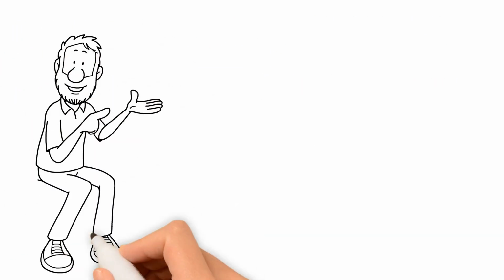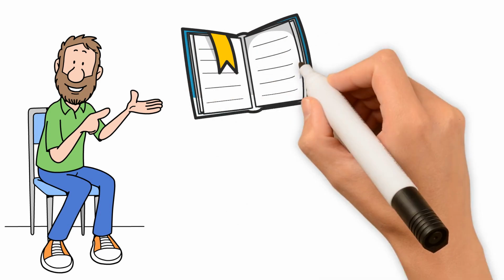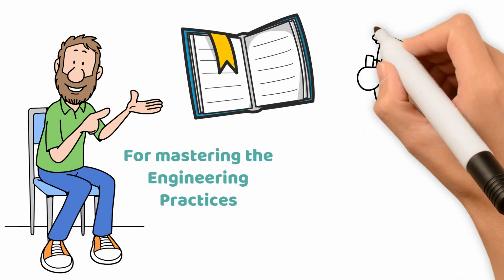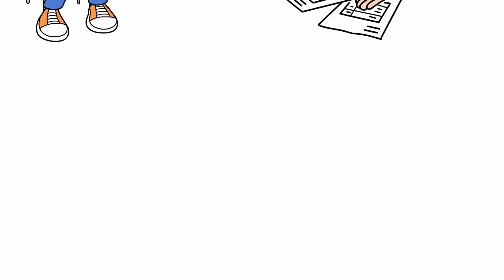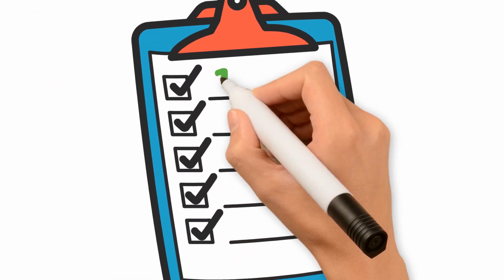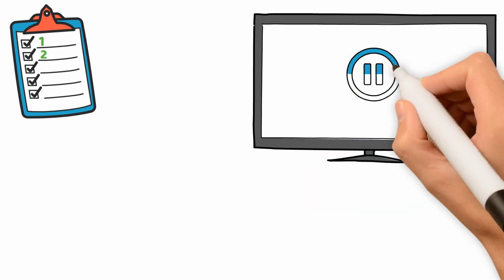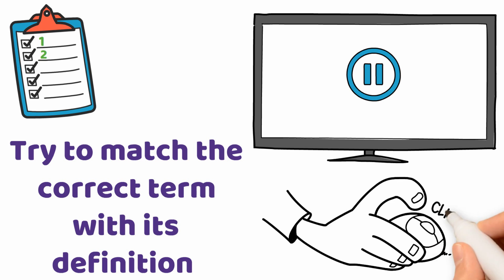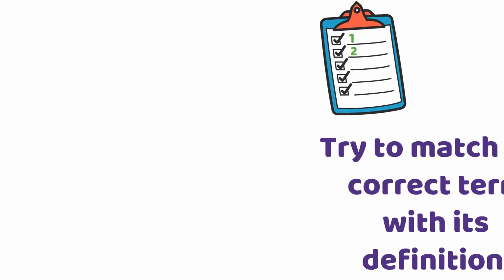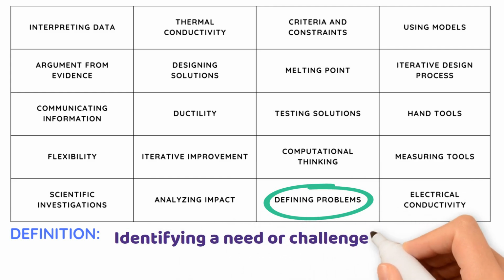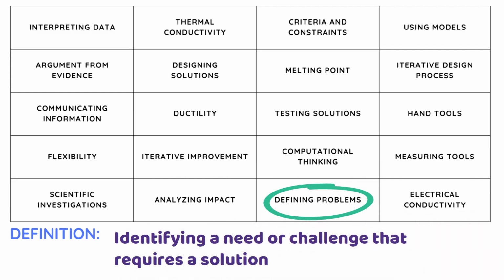Now, let's shift our focus to the need-to-know vocabulary terms essential for mastering the engineering practices section of your teacher certification exam. Here's a list of key terms you'll need to know. We'll go through each definition one by one. I encourage you to pause the video, try to match the correct term with its definition, and then hit play to check your answers. Defining problems: identifying a need or challenge that requires a solution.